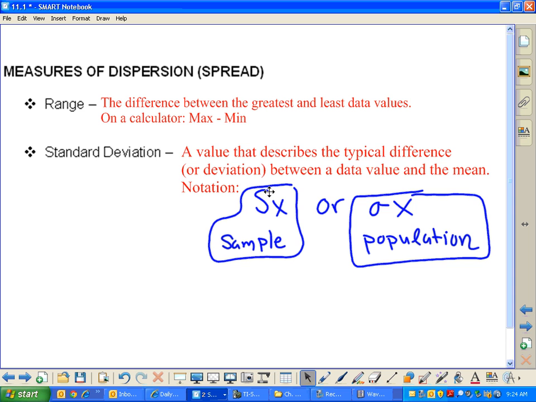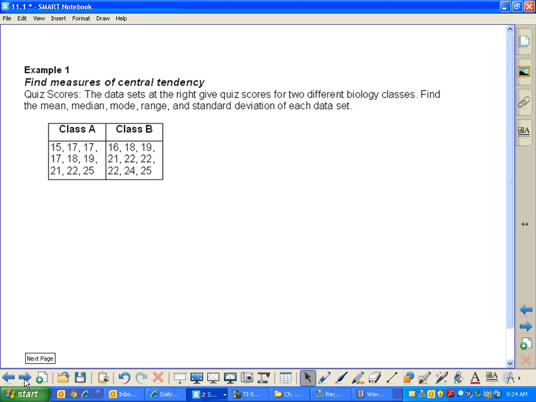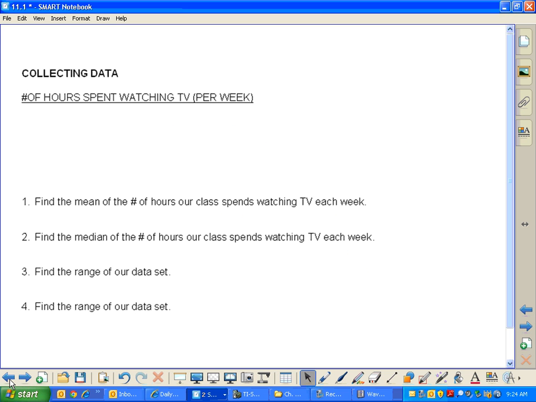Okay, so next up, we're going to do some examples of this. Do it on a calculator. So you got your calculator out? I'm going to show you.